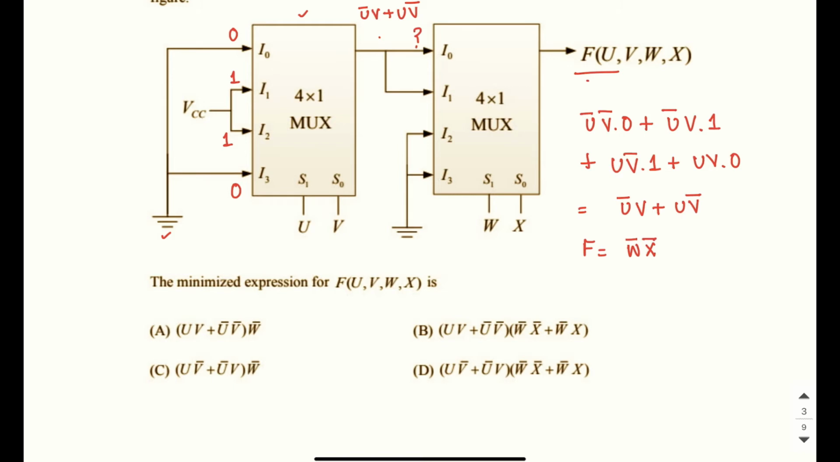I0 actually has the output of the first one connected to it. So we have W bar X bar, and the same thing is connected to the next input also. So we can write plus W bar X, and both these things can be U bar V plus UV bar. If you notice, I2 and I3 both are 0. So there is no need of writing the next terms because we know that they are multiplied with 0. So they will be 0 only.